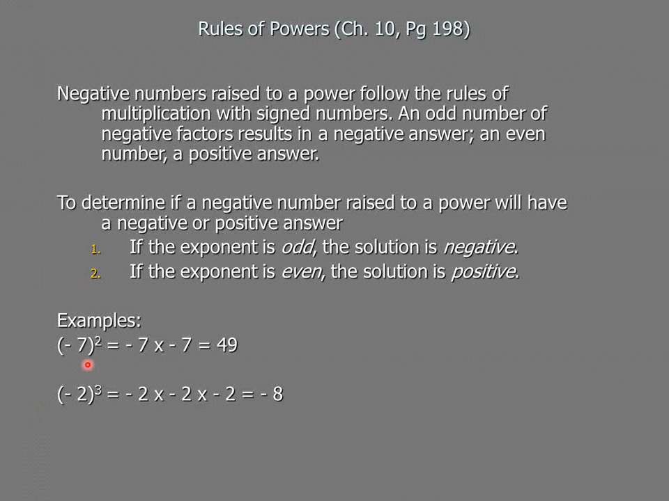For an example, look at this. Negative 7 squared is negative 7 times negative 7, right? Which becomes positive 49. But here is negative 2 to the power cube. So you'll be multiplying negative 2 three times. At the end, you'll get 8, but you have an odd number of negative signs, so it will be a negative number, which is negative 8. Right?